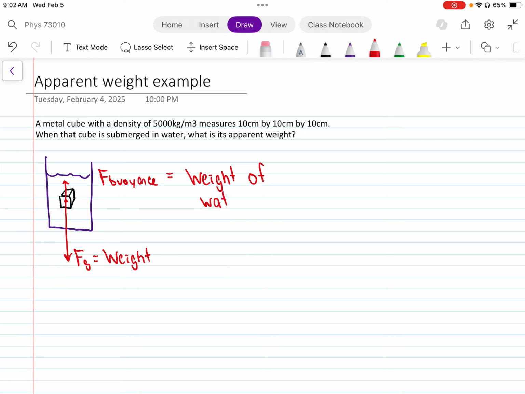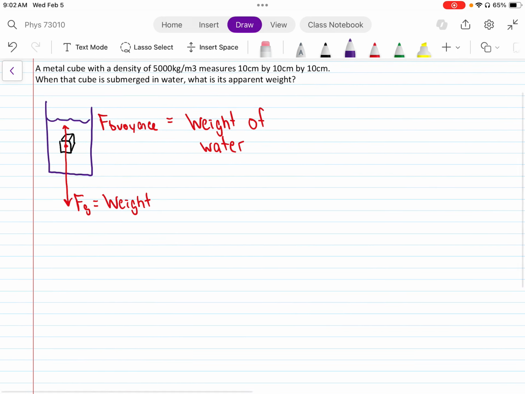So really, in an apparent weight question, we need to find two things: the weight of the actual object, which is just the force of gravity on the object, and then the weight of the displaced water, which is going to be the force of gravity on the equivalent volume of water. So in a buoyancy force question, we're going to need masses. To get masses, we're going to use density, so that means we're going to need volume.